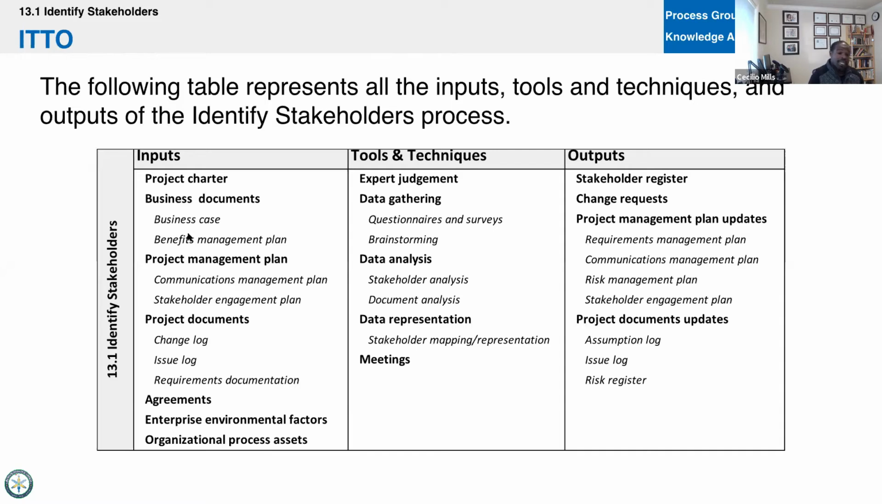So we take the business case, the benefits management plan, the project management plan. We haven't gotten to planning yet, but here we are taking a communications management plan and a stakeholder engagement plan. This is the first example of the fact that we as PMs jump back and forth in process groups. So this shows a clear example of how we may be in initiating, but then we'll go to planning, and we might create the communications management plan and the stakeholder engagement plan already.